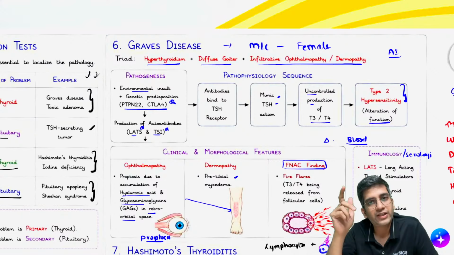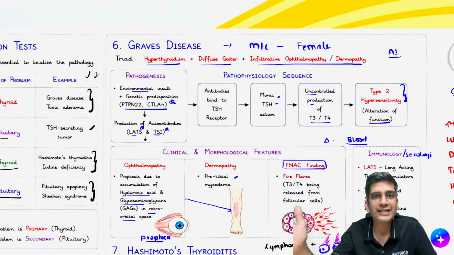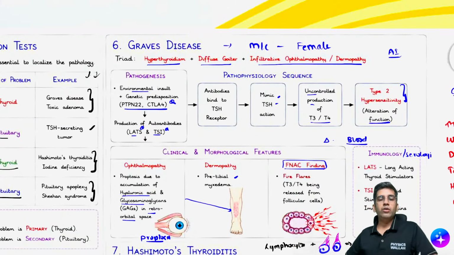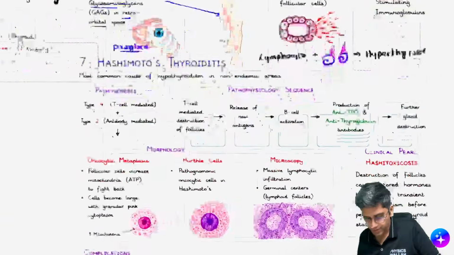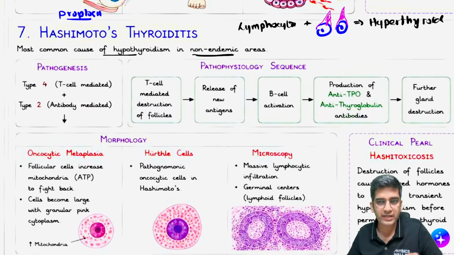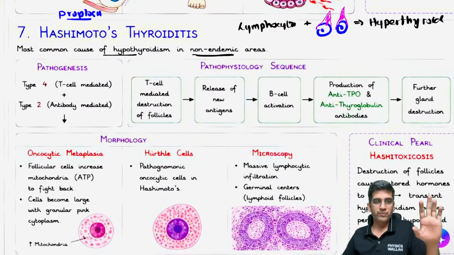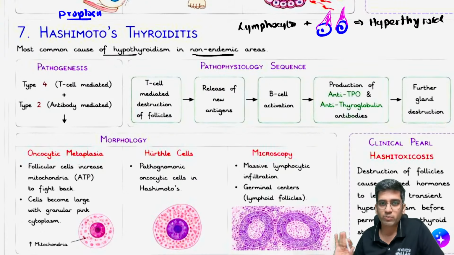But if there's an option of type 2 and type 4 both together, I will prefer type 2 and type 4, but it originates at type 4 and ends in type 2. This is the saga for almost any type 4 hypersensitivity reaction. That template again follows for Hashimoto's thyroiditis, right? Okay. Hashimoto is undoubtedly the most common cause of hypothyroidism in non-endemic areas. That's very, very important. In iodine deficiency, iodine deficiency is still the most common cause. In non-iodine deficiency, Hashimoto's thyroiditis is the most common cause, right?